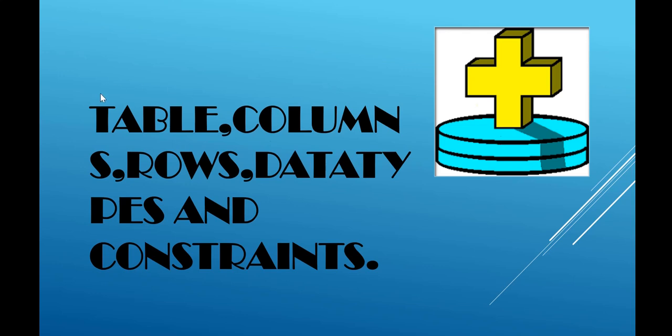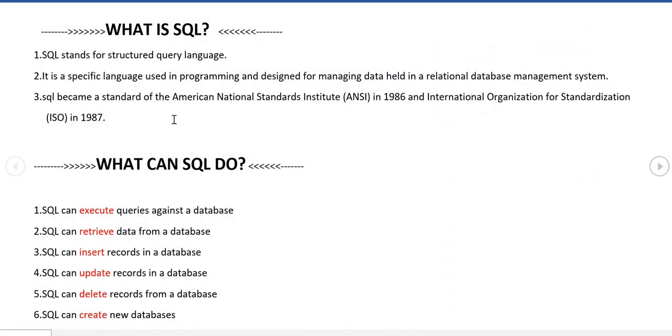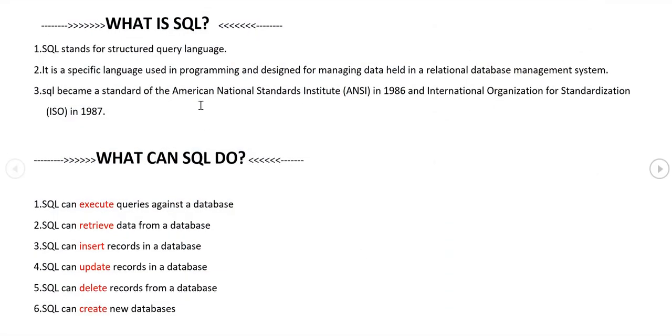In this video again we will revise the concepts which we have discussed in the previous video, and then we will enter into our next contents like what is a table, what is a column, what are rows, and what are the data types and constraints. So, just a quick revision of previous contents.